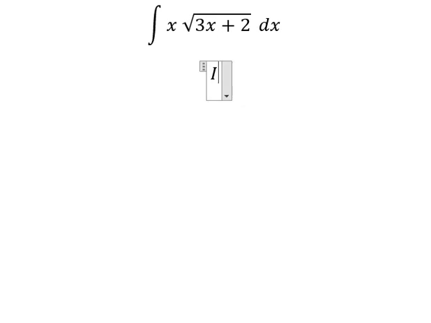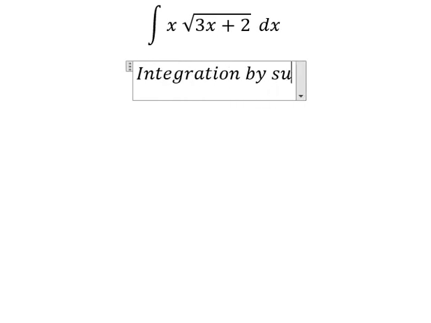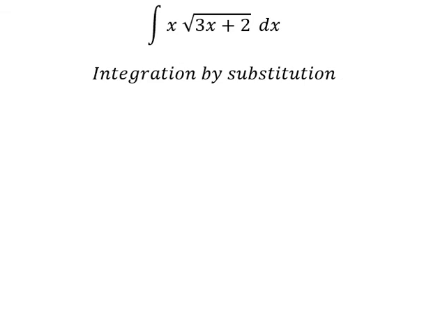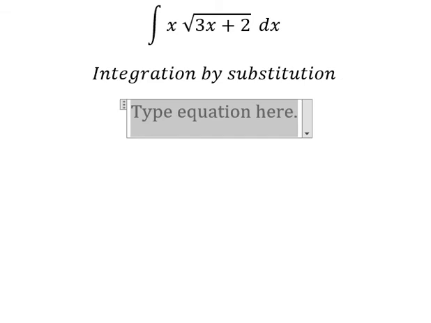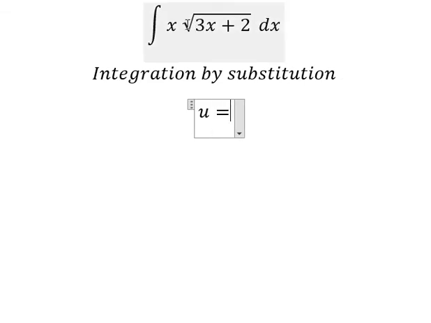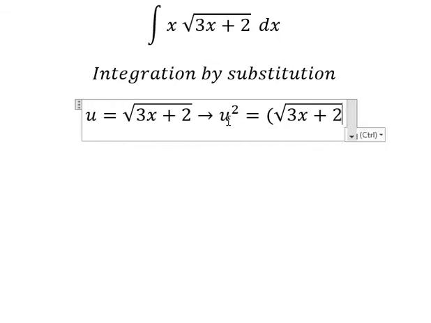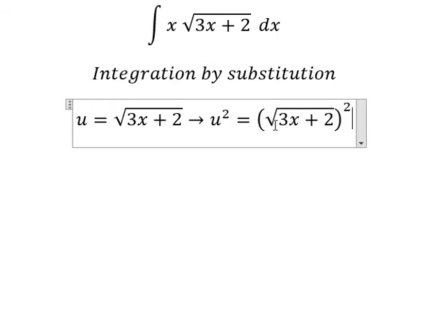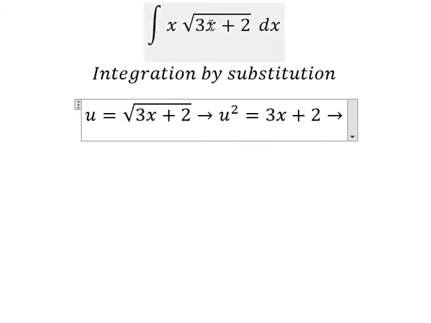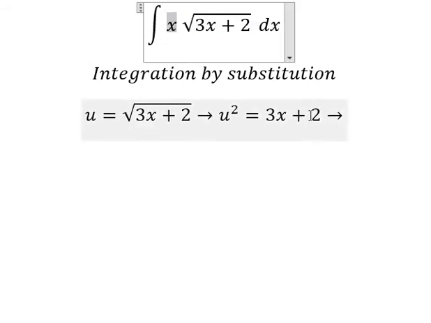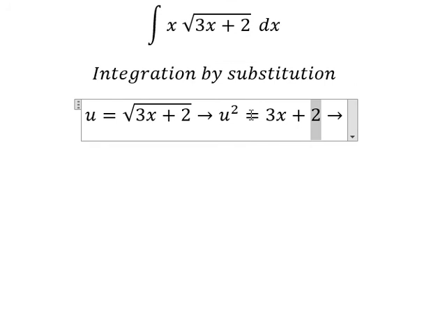We need to use integration by substitution. So I will put u equals this one. Later, we square both sides to cancel the square root. Because we have s, I will move number 2 to the left and divide both sides by number 3.